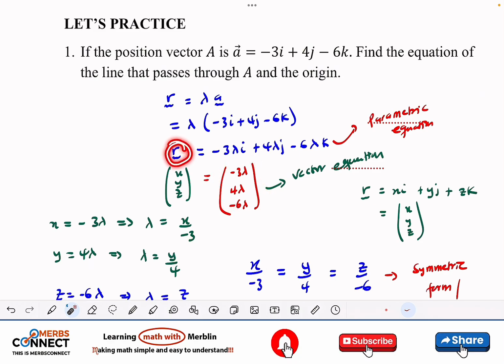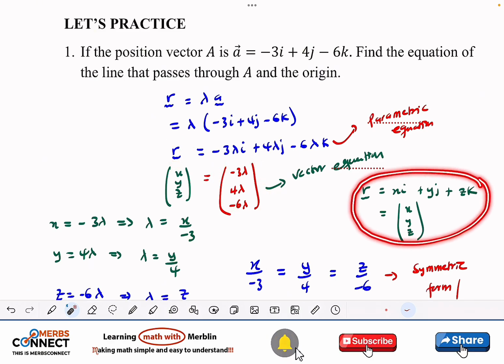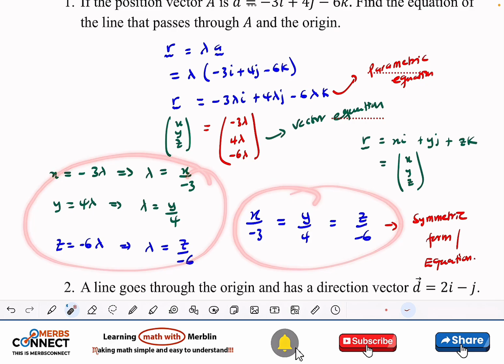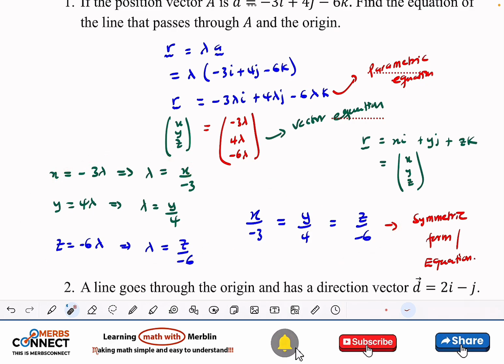And I know that this is also a vector, so I can write it in this form and then have it in this form. Now equate this to this, this to that, this to that, right? And then I'm having something like this. And then with this, I can write it in what? The symmetric form.